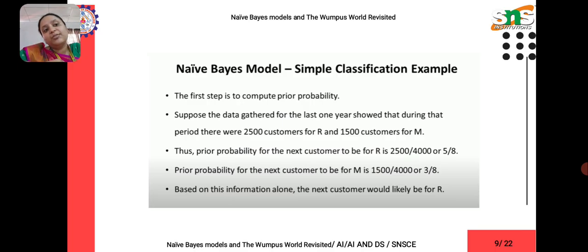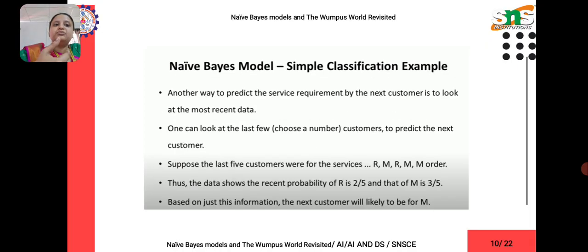Now what is the probability ratio? R will be 2500 divided by 4000, which gives rise to 5 by 8, and M will be 3 by 8. Now who has the greater value? It is nothing but R. Now when you come to the other turn, so the next clock begins. Okay, now in this position M gets the higher probability. Now M will be taken into account.